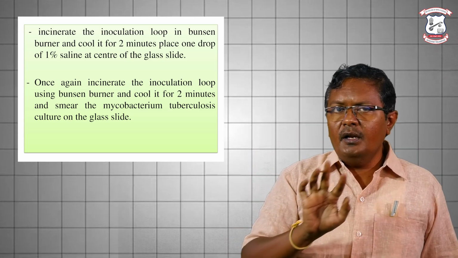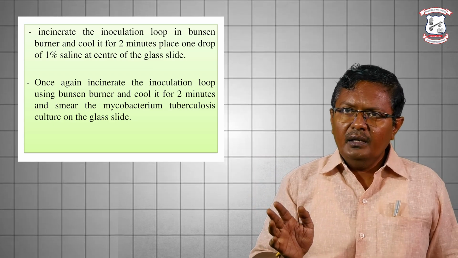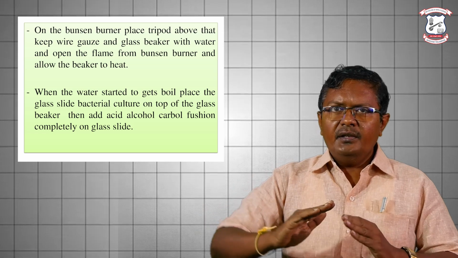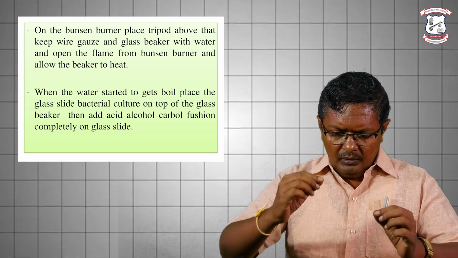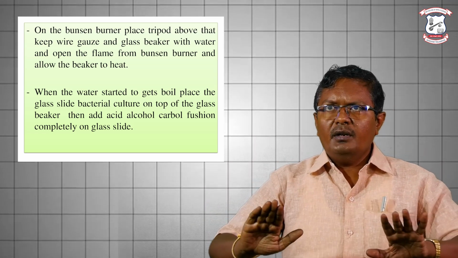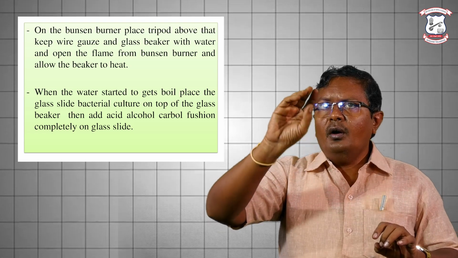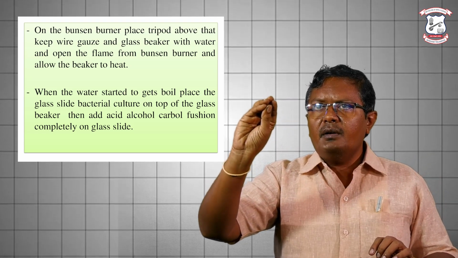Then you will get an even and beautiful smear. Okay, let me go for the next line. On the Bunsen burner, place a tripod. It will look like a triangle shape, 3 bars. So on the Bunsen burner, place the tripod.